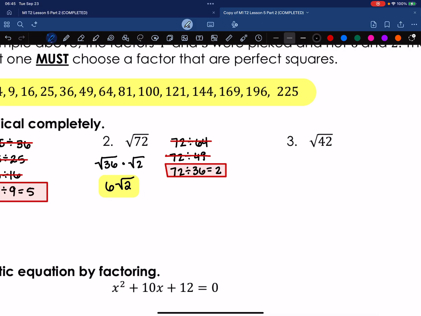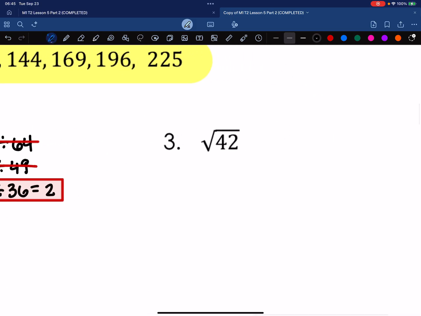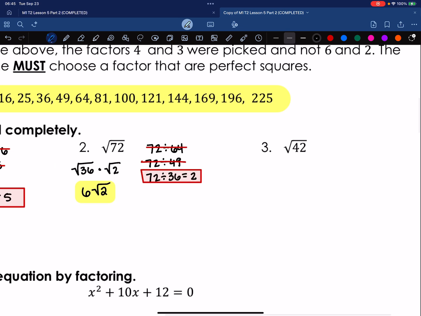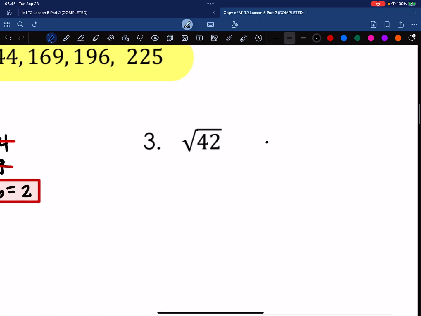Looking at the next one, we have the square root of 42. So if I take 42, that falls between 36 and 49. So we're going to take 42 divided by 36. Okay, that's not going to divide evenly. So then we do 42 divided by 25. That doesn't divide evenly. So then we take 42 divided by 16.